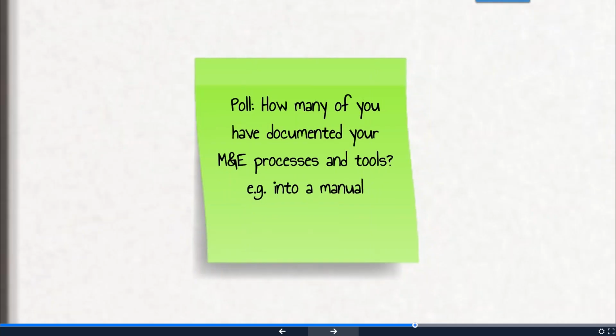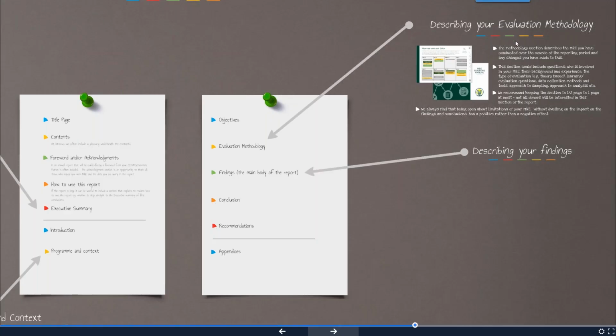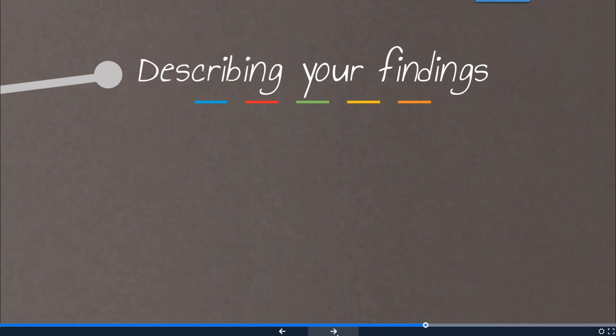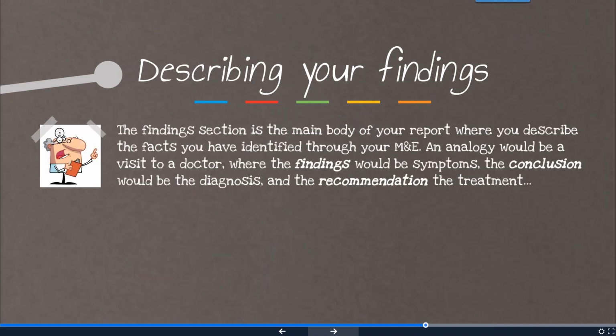So findings. This is the next section we're going to zoom in on. We've got 3 more sections to take a look at in a bit more detail. The findings section is probably the main body of the report, where you're going to describe the facts of the matter. So this is exactly what happened. A good analogy, since I am a doctor, would be a visit to a doctor, where the findings would equate to symptoms. The conclusions would equate to the diagnosis, and the recommendations that you make would equate to the treatment.